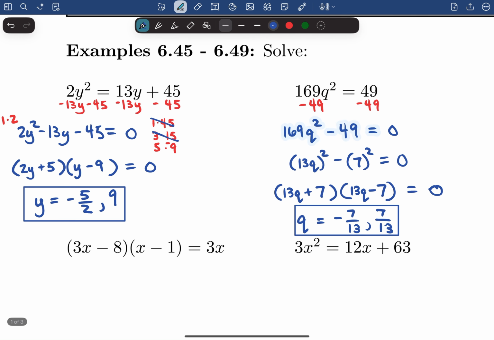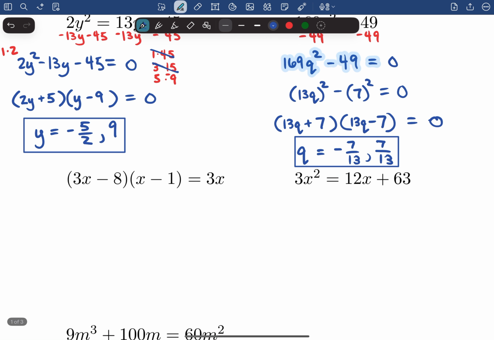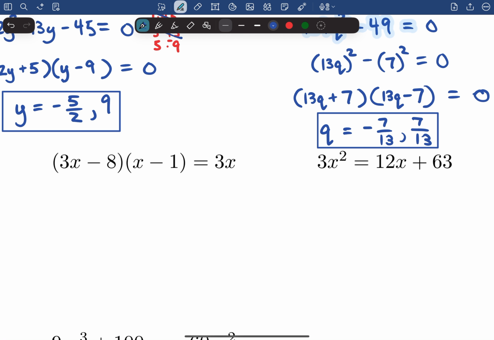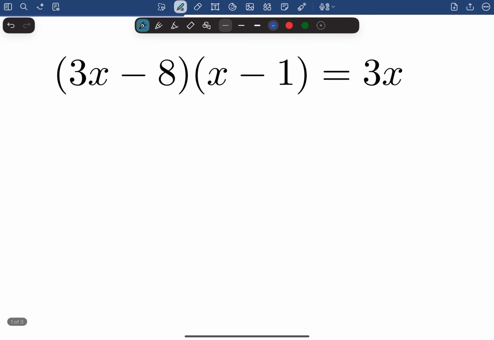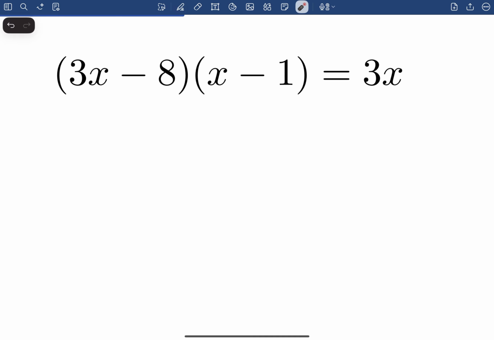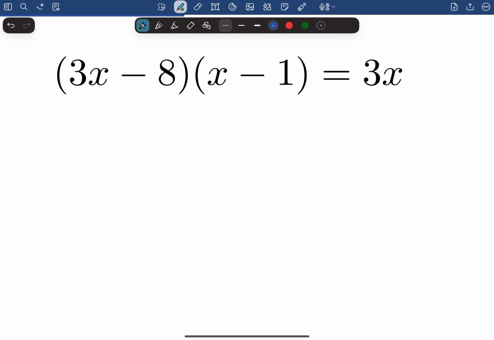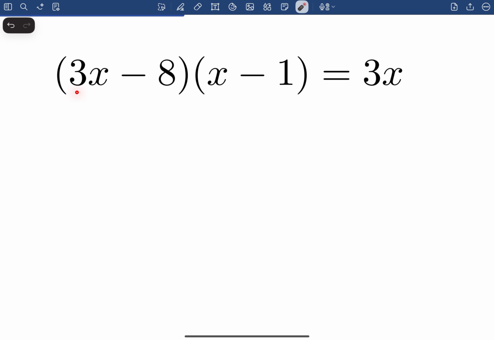Great. Well, let's go ahead and look at this next example, which says 3x minus 8 times x minus 1 equals 3x. And you'll say, well, it's already factored, but it's not set equal to 0. And that's a problem because we're going to have to subtract 3x from the right side to the left side, and then combine any like terms, which means we should FOIL these two binomials. Let's FOIL this times this.